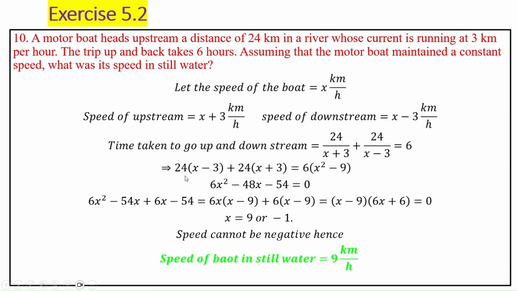What you will get is the quadratic equation 6x square minus 48x minus 54 equal to 0. Factorize it, you will get x as 9 or minus 1. Speed cannot be negative, so x equals 9. So the speed of the boat in still water is 9 kilometers per hour.